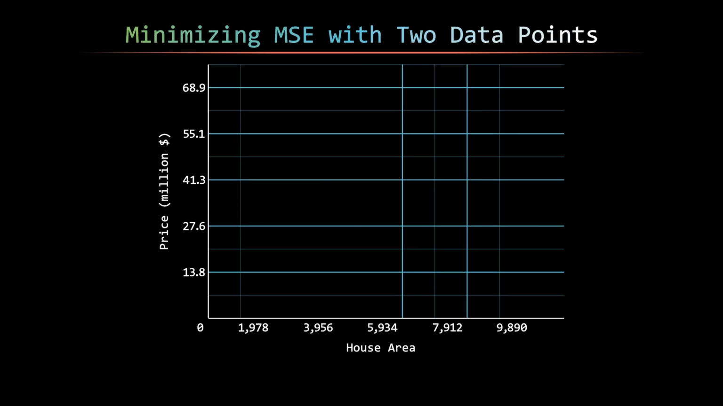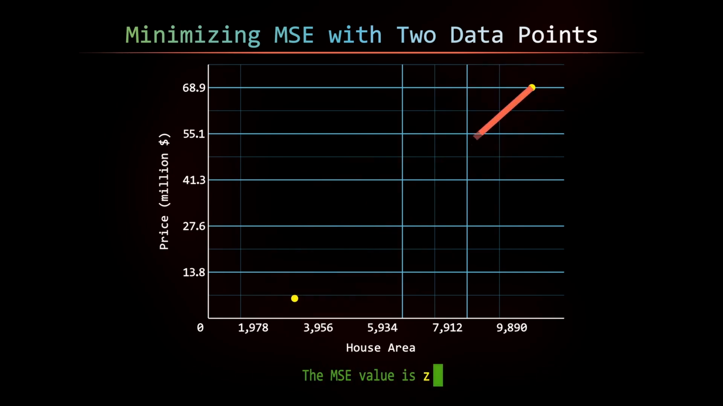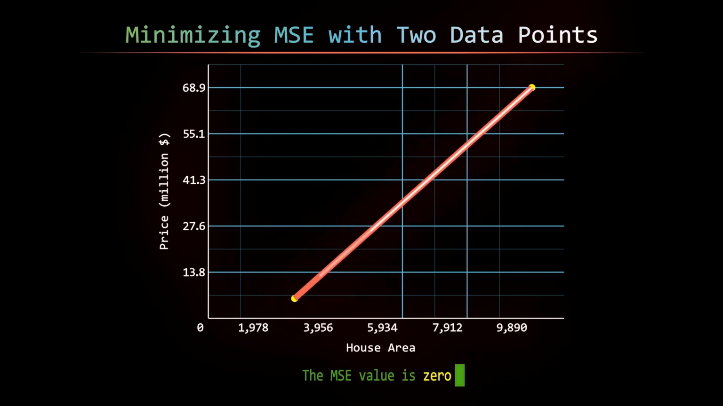Now, let's consider the case with two data points. What line minimizes the MSE for these 2 points? That's right. It's the line that passes through both points. There's only one line that passes through 2 points. So, the line that minimizes MSE is unique, and the minimum value of MSE is 0.